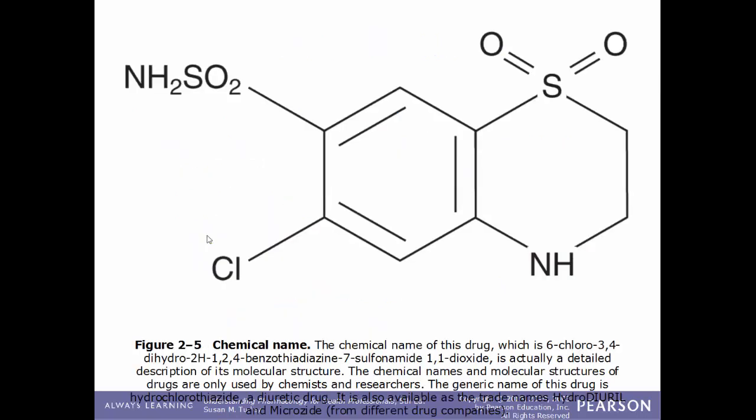In this image, we have an example of a diuretic drug. The chemical name of this compound is listed here in the caption: 6-chloro-3,4-dihydro-2H-1,2,4-benzothiadiazine 7-sulfonamide 1,1-dioxide. So good luck getting that on a commercial. That's the chemical name for this structure. The generic name of this drug would be hydrochlorothiazide, and the trade name for this compound would be Hydrodiuril, or it could also be sold under Microzide.